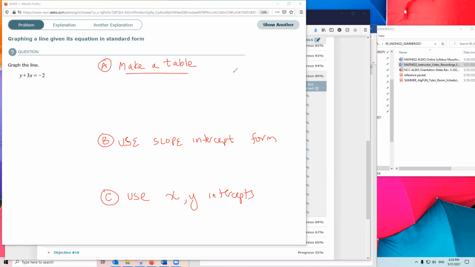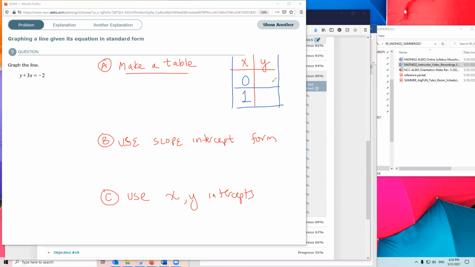Now, all I have to do is make a table just like we did in the previous example. And what I could do is pick any values I want for x. It's totally up to me. So I'm going to pick x to be nice, easy numbers to work with. I'm going to pick x to be 0 and 1. You can pick x to be different values. You could pick x to be 2 and 5. You could pick x to be -3 and 7. It's totally up to you. The reason I'm picking 0 and 1 is these are the numbers that are nice and easy to work with.